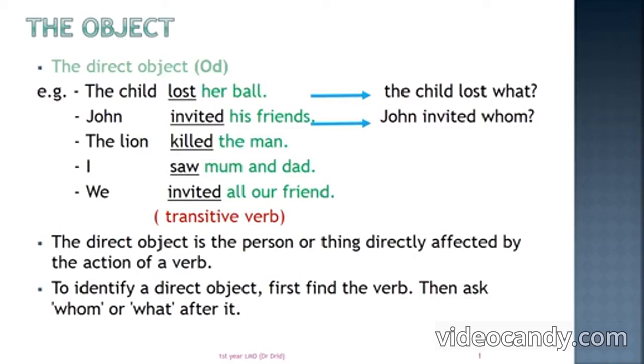In all these examples, the verb is transitive. Now to find the direct object, first find the verb, then ask whom or what after it.